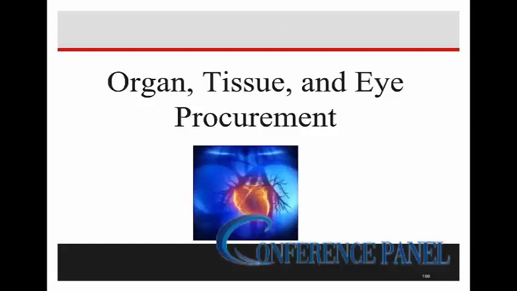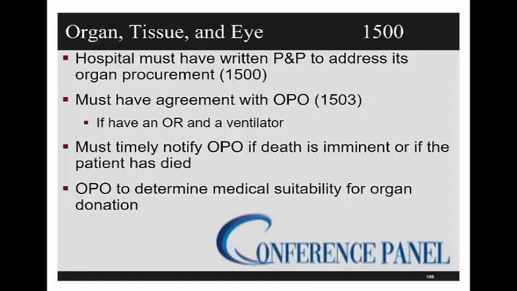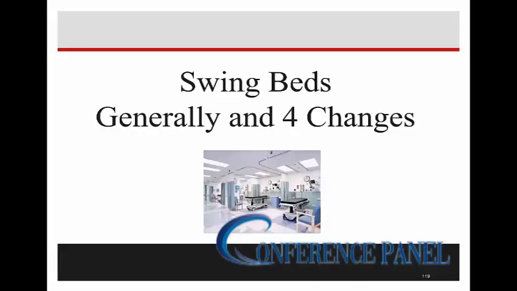All right, so from QAPI, let's go to organ procurement. This includes tissue and eye. You have to have a written policy and procedures on how you're going to do this. You must, this is not optional, you must have an agreement with an OPO. If you have an OR and a ventilator, you must notify that OPO if death is imminent or if the patient has already died.